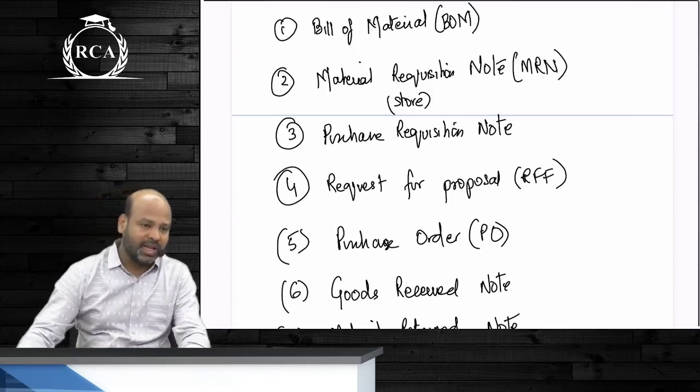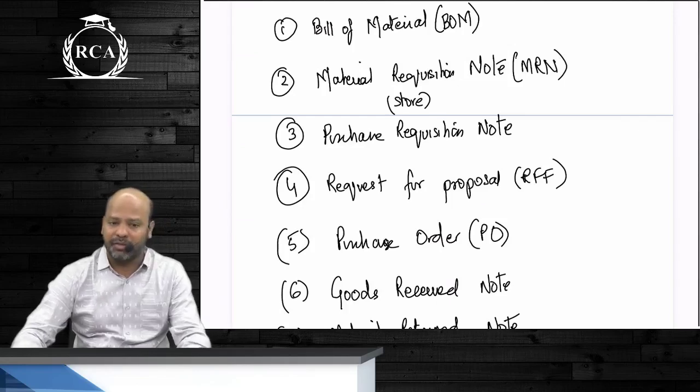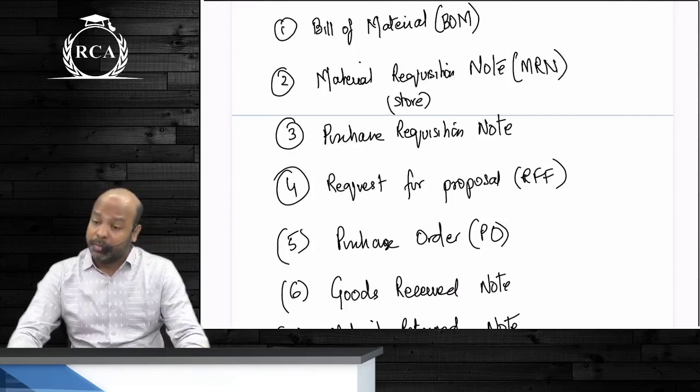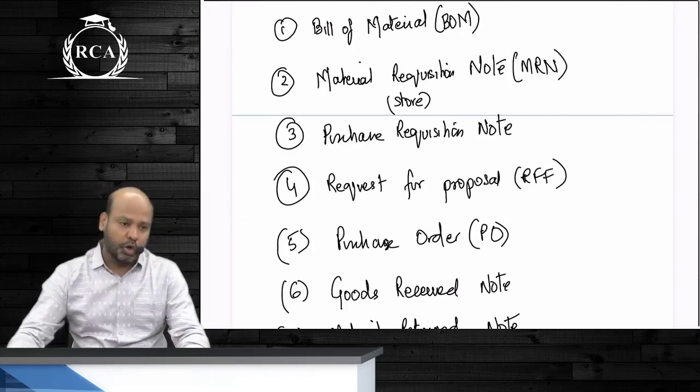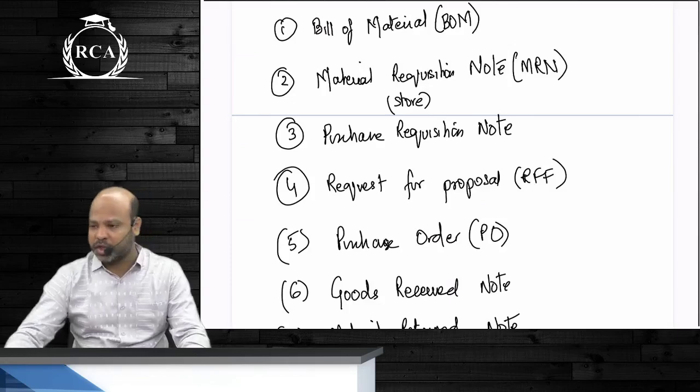After that, guys, in case the quantity of materials in the stores department reduces to the level of reorder level, the stores department would be making a formal request to the purchase department for procurement of material, and that requisition note is called a purchase requisition note.